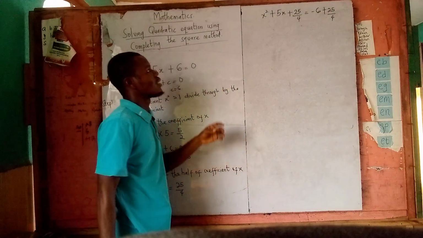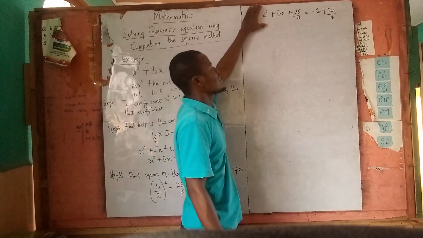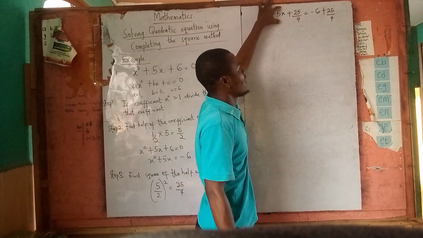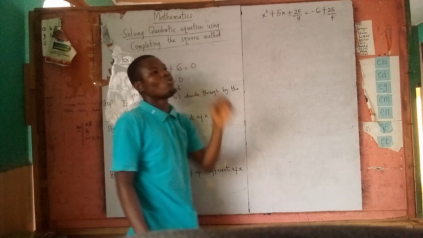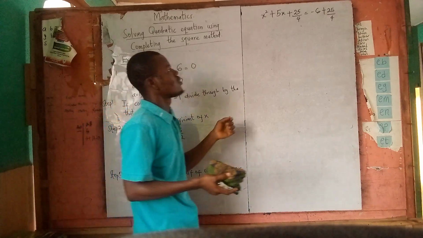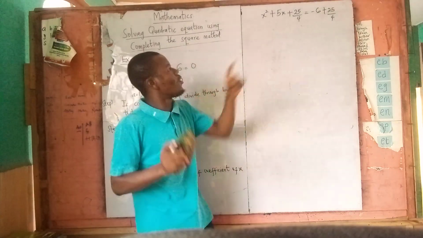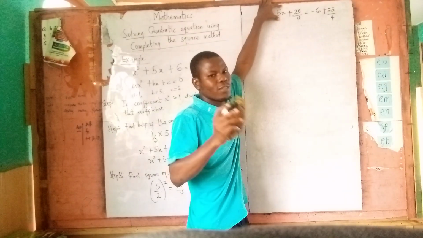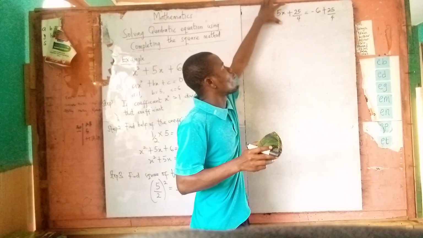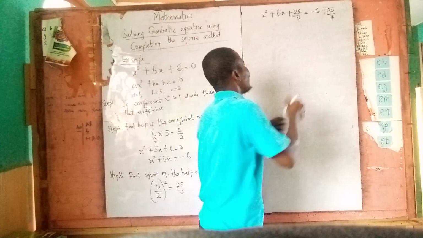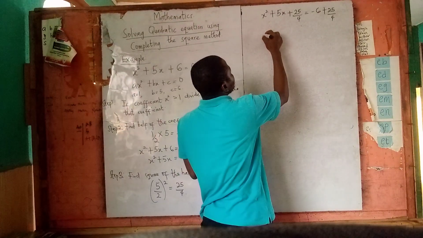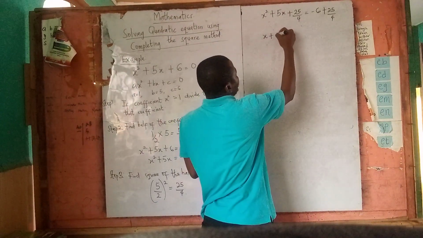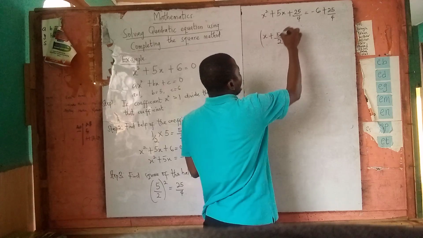So here we are now going to factorize x squared plus 5x plus 25 over 4. One of the best ways to do this is just to find half of this 5x. What will be half of 5? That is 5 over 2. So our expression will be x plus 5 over 2 all squared.